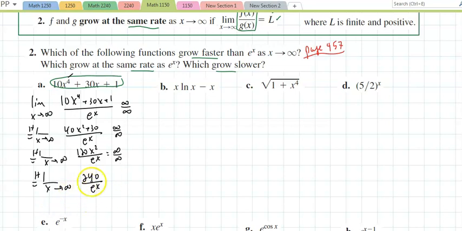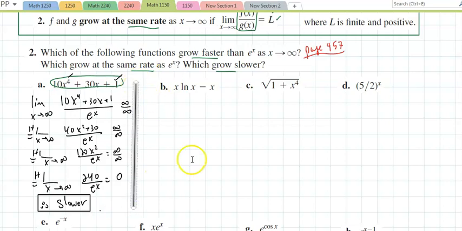What's the limit as x approaches infinity? Well, isn't that 240 over infinity, which is 0? Therefore, this function grows slower. So if the limit is 0, that means the denominator dominated the top. If the limit is a number, that means those are growing at the same rate. And if the limit is infinity, that means the top dominated the denominator, whatever that is.